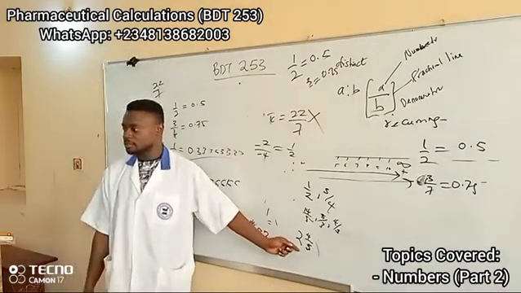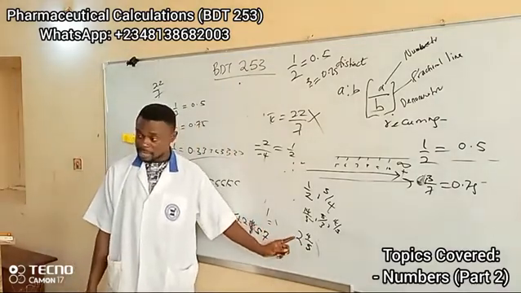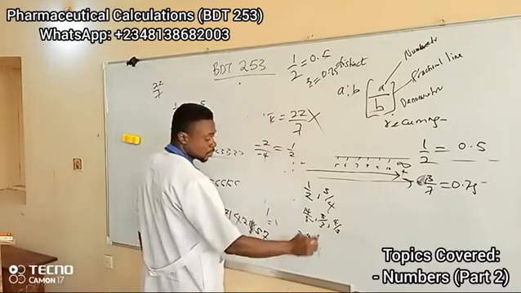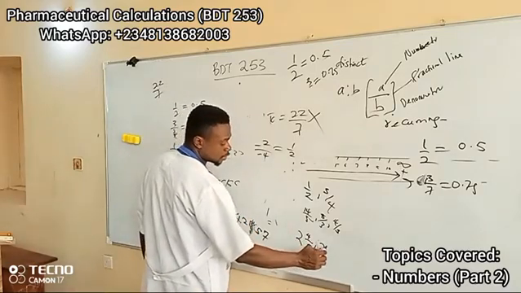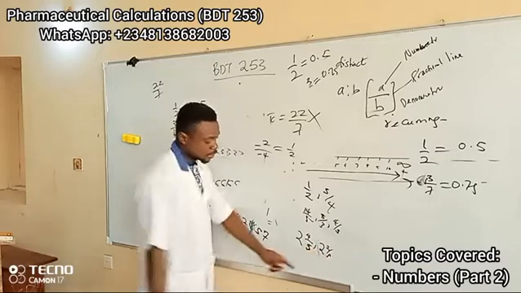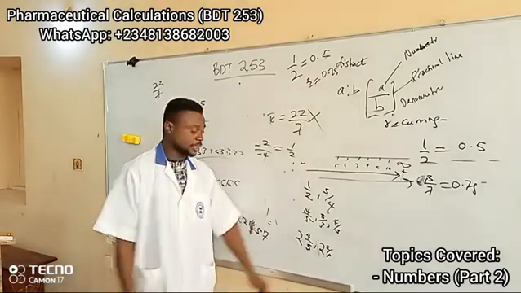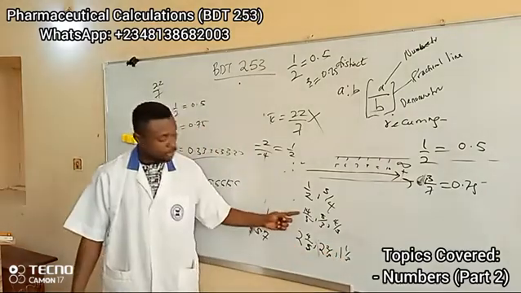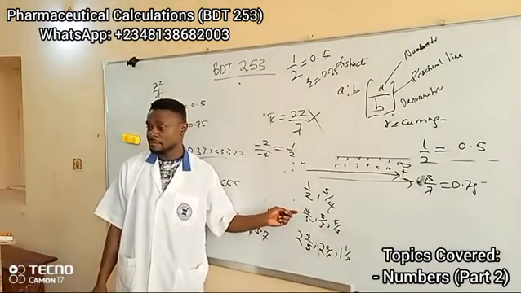This is a mixed fraction. It has a whole number and what? This one will come 2. 2 over 3. This is also a mixed fraction. This one will come 1 over 3. Good. You can still convert this back to an improper fraction if you want, okay?